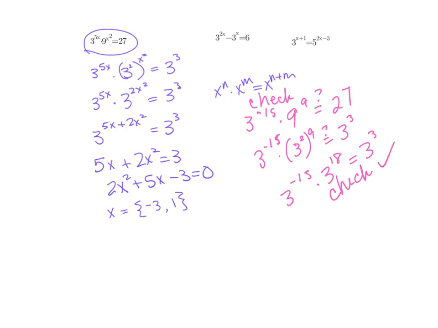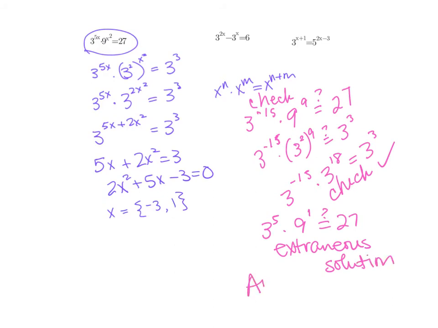If we check the other one, so we're looking at 1 now, we have 3 to the 5th times 9 to the 1st. Does that equal 27? Well, no, obviously not. So this is an extraneous solution. So our answer here is going to be -3.